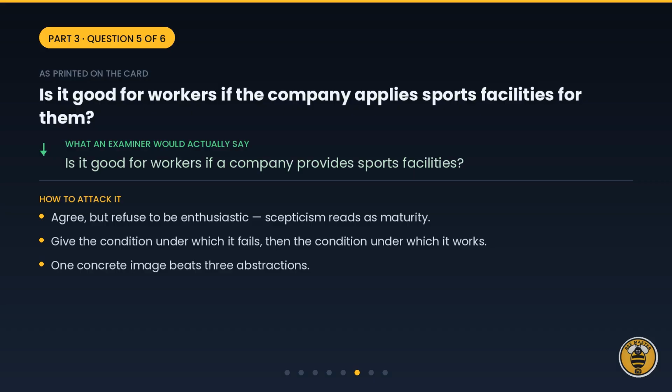Question 5. As printed on the card, is it good for workers if the company applies sports facilities for them? What that is asking is, is it good for workers if a company provides sports facilities? Here is how to approach it. Agree but refuse to be enthusiastic. Skepticism reads as maturity. Give the condition under which it fails, then the condition under which it works. One concrete image beats 3 abstractions.